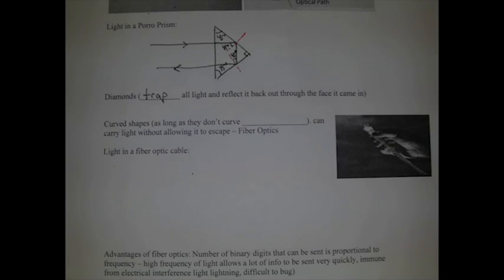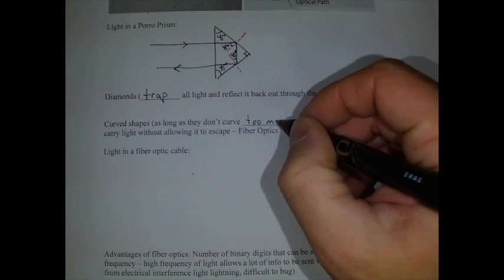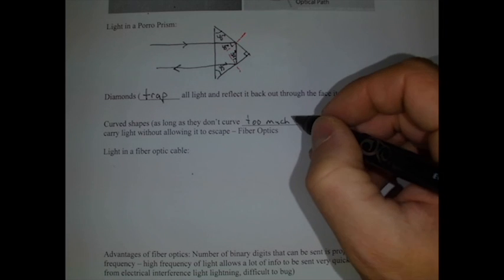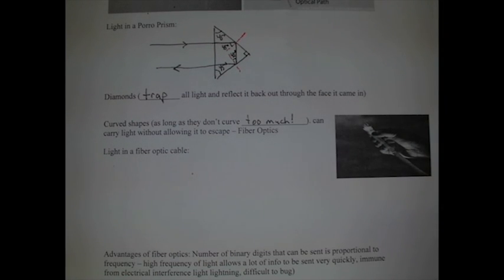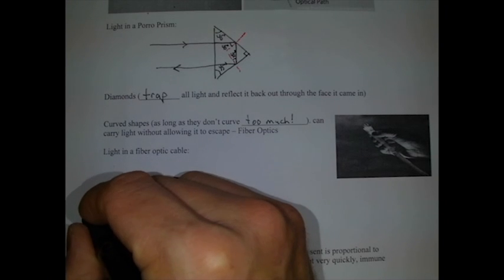Another very cool example of total internal reflection is fiber optics, like this cable over here where we've got light traveling through the curved cable. You can keep light trapped inside a medium as long as it doesn't curve too much. If it curves too much, then it might strike at the wrong angle, something less than the critical angle, and allow it to escape. So let's draw a picture that might show this relationship.